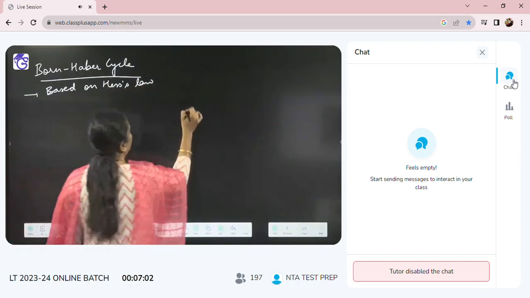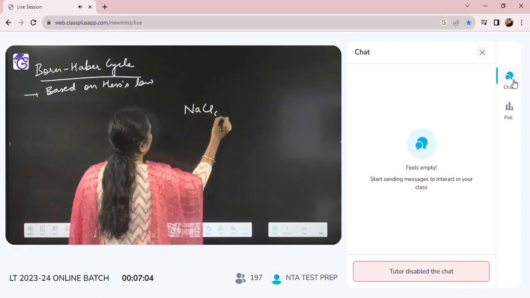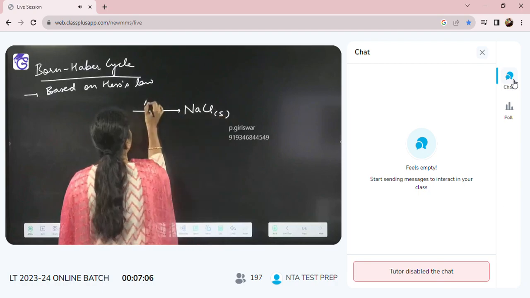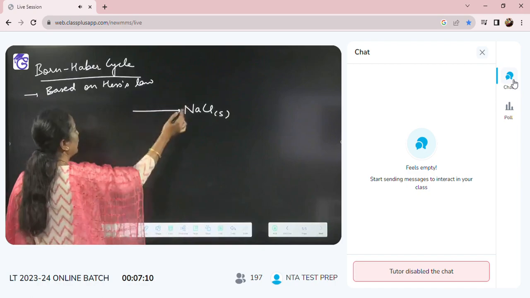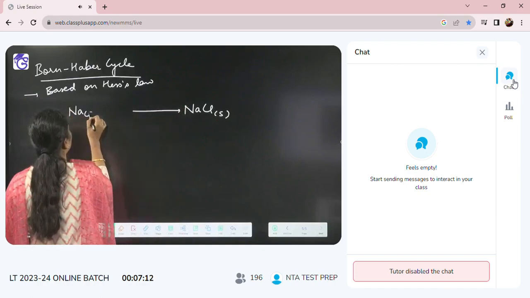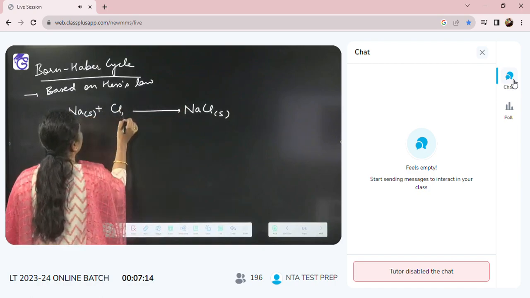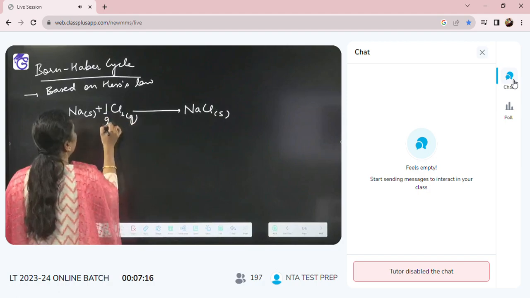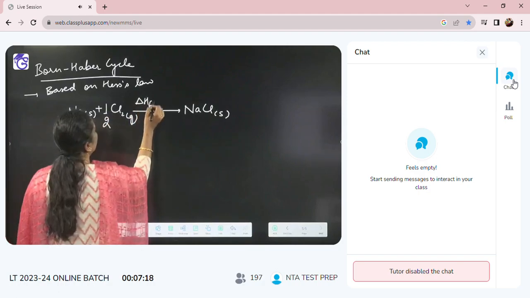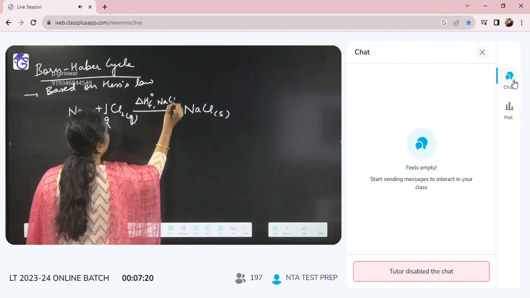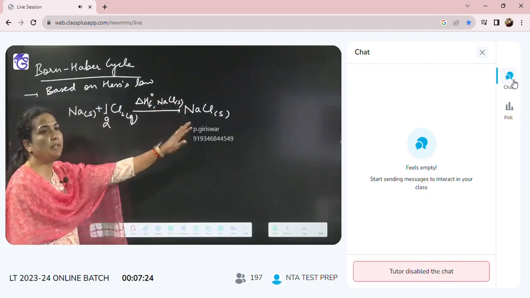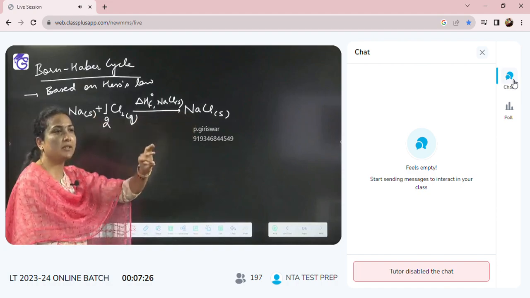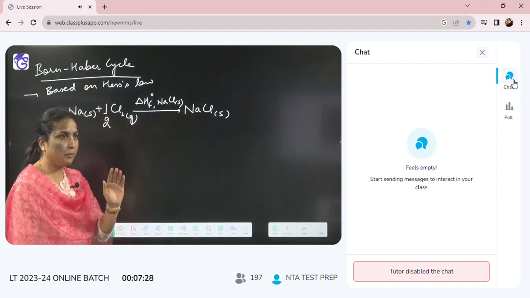Now I am going to write down the enthalpy of formation of this NaCl solid. For standard enthalpy of formation, its constituent elements are sodium and Cl2 gas, so I'll be writing half of that. So this reaction will correspond to the standard enthalpy of formation of NaCl solid, right? This reaction is happening in one step. I can make this reaction happen in more than one step. So let us see that.